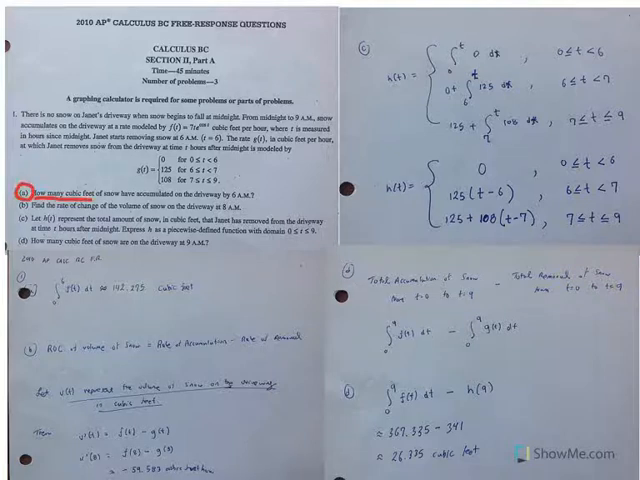Part A is asking how many cubic feet of snow have accumulated on the driveway by 6 a.m. In other words, we know that she's still sleeping until 6 a.m., so she's not removing any snow. So we just want to know, it started snowing since midnight, how much snow has accumulated on her driveway by 6 a.m. So what do we work with? We work with the function f of t that tells us the rate at which snow is accumulating on her driveway in cubic feet per hour.